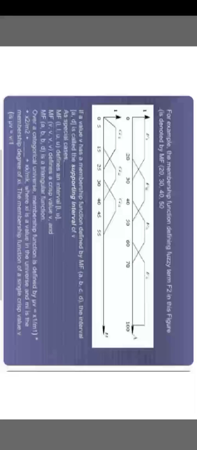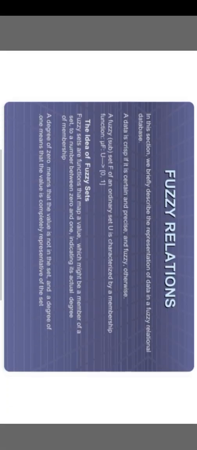As special cases, mf(a, b, c, d) with b equal to c defines an interval, mf(v) defines a crisp value v, and the mf is a triangular function over a categorical universe. Membership function is defined by mu v equals x1 by m1 plus x2 by m2 plus and so on xk by mk, where xi is a value in the universe and mi is the membership degree of xi. The membership function of a single crisp value is mu v equals v by 1.